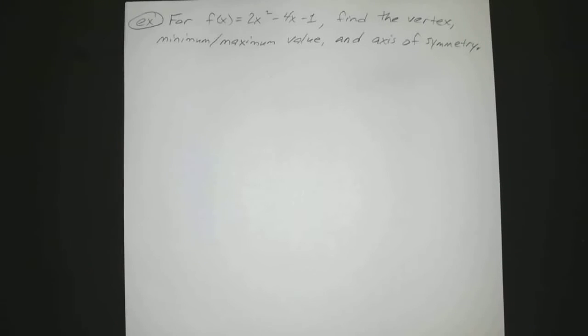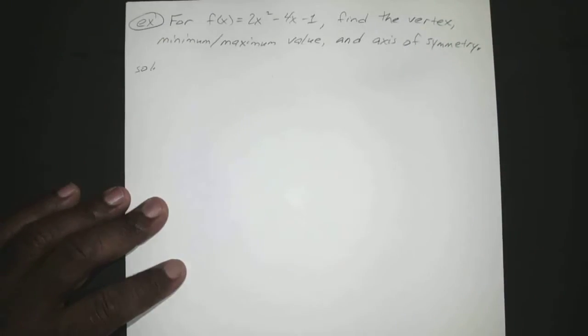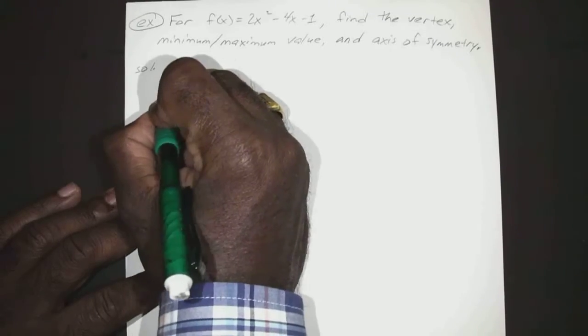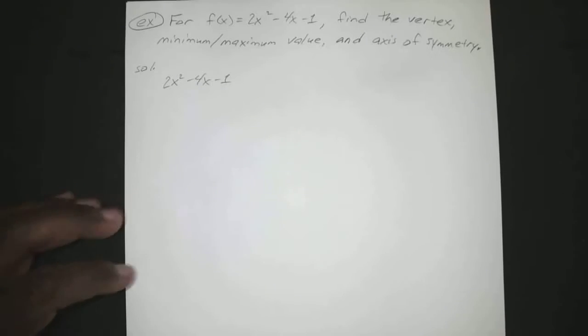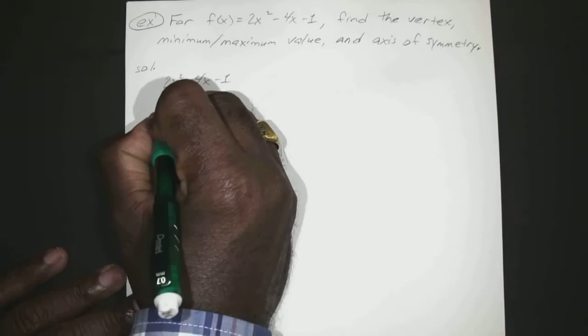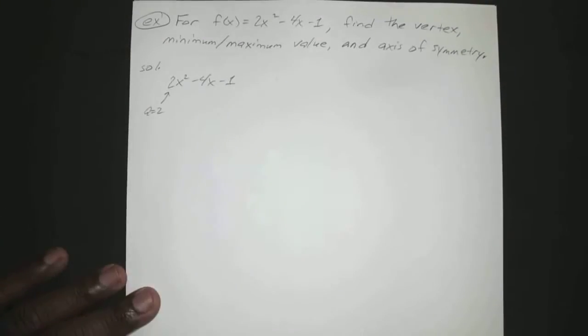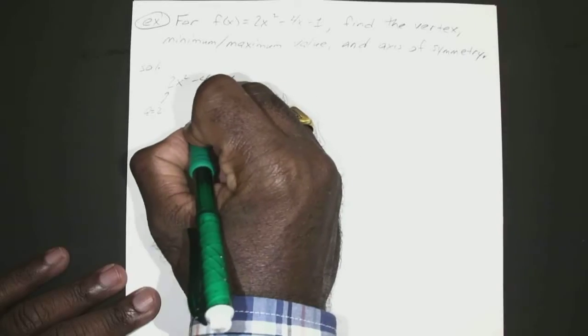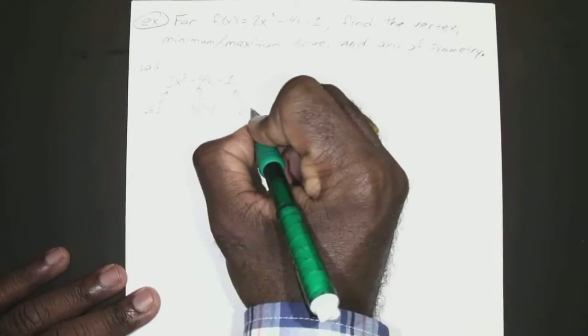Okay. So the first thing we want to do is find our vertex. To be honest, our vertex will help us solve everything around there. Okay, so for 2x squared minus 4x minus 1, we know our a is equal to 2. Our b is equal to negative 4. And our c is equal to negative 1.